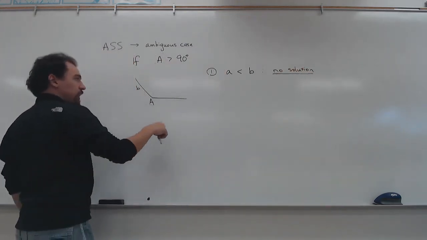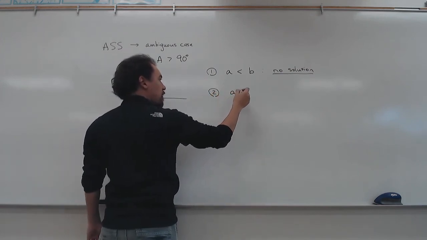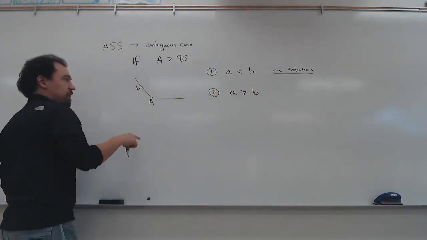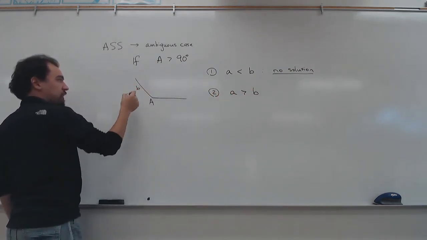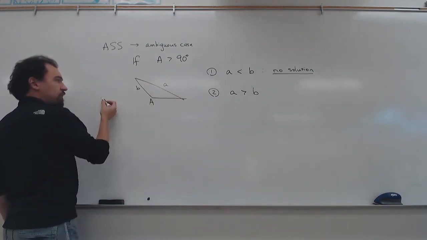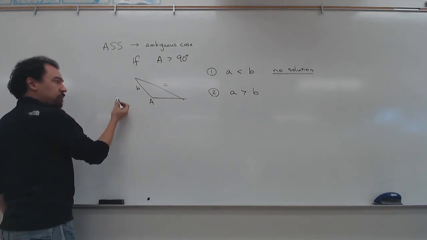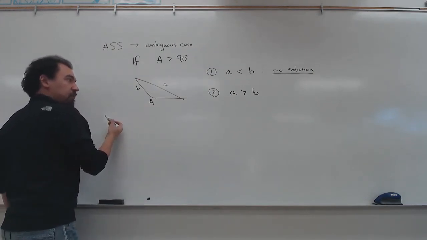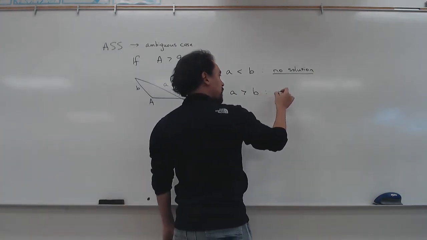But if lowercase a is bigger than lowercase b, so that the side a is longer than side b, well, I can close the triangle this way, but I can't close it this way because that would break my angle A. So, no matter what, there is one solution.